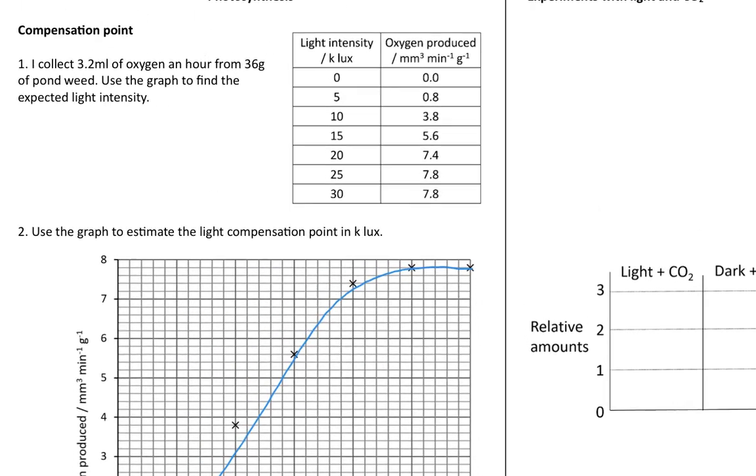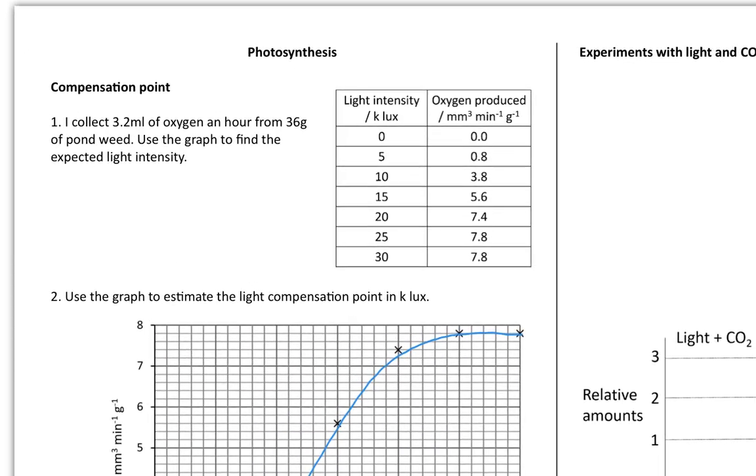I should have gone through these units a bit better as well. We're measuring millimeters cubed of oxygen per minute per gram of pondweed. On number 1, it says I collected 3.2 millilitres of oxygen in an hour from 36 grams. So I tend to just write this out first of all: 3.2 millilitres per hour per 36 grams. Okay, so that's the units I've got.